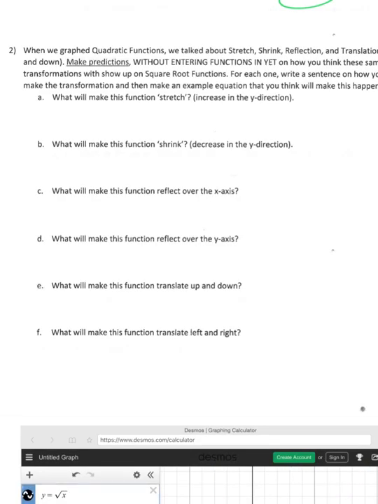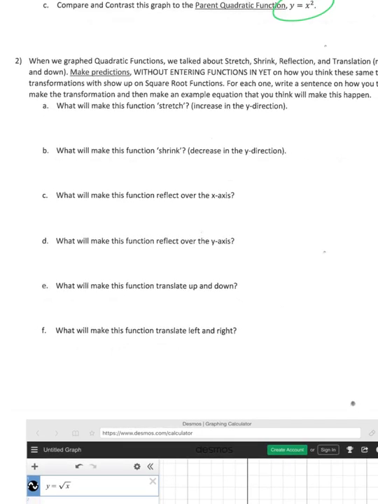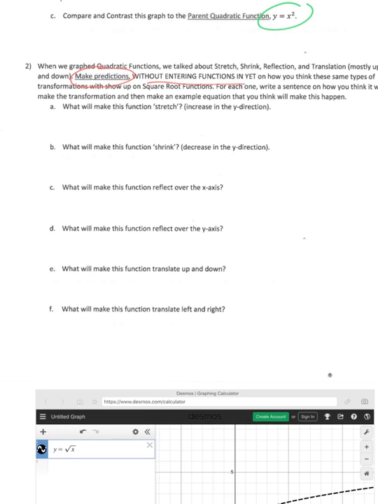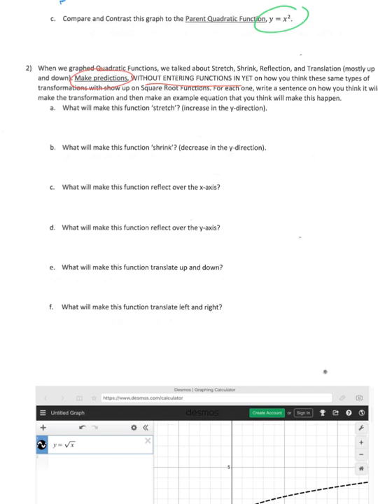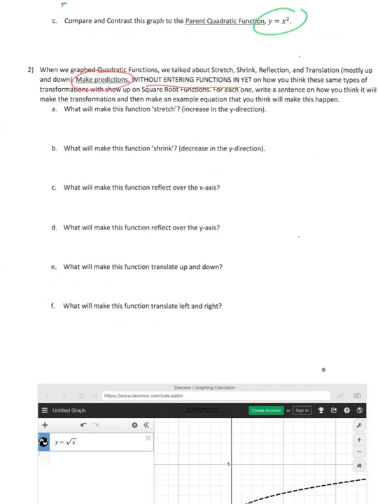Okay, then question 2 in today's assignment. Just reading the directions here with you, and just make sure you understand, it wants you to make predictions first of all. Before you start graphing, before you go to Desmos, make predictions without entering a function, and yet it asks you what do you think is going to happen with a radical function? What's going to make things happen like we've seen before with quadratics, maybe even exponentials?